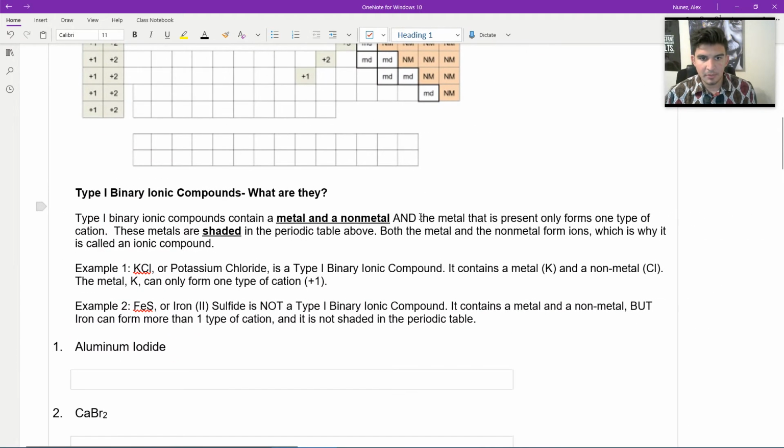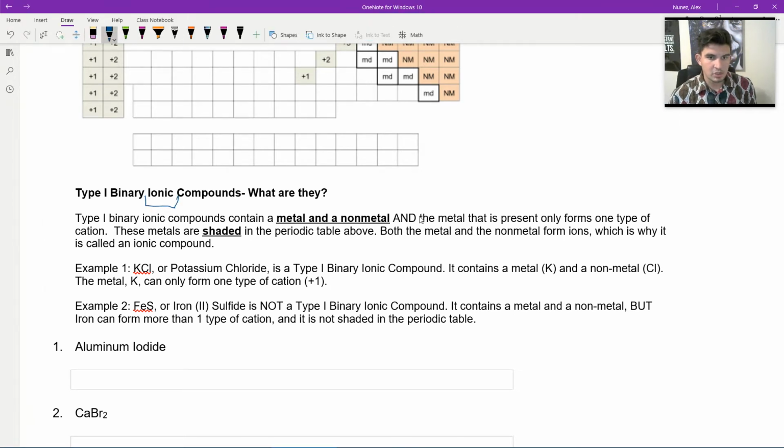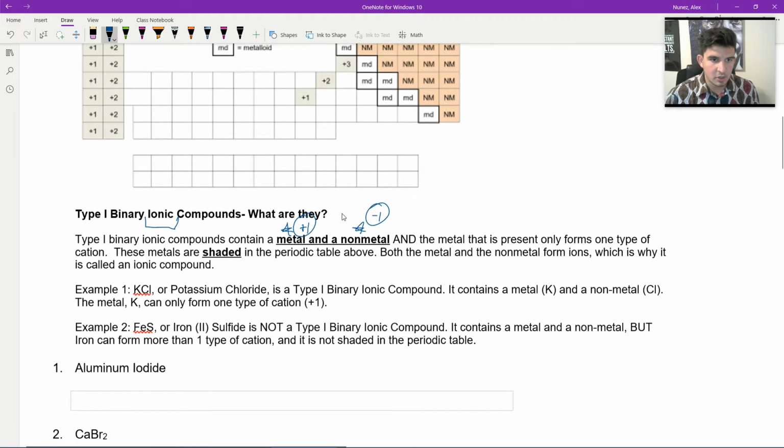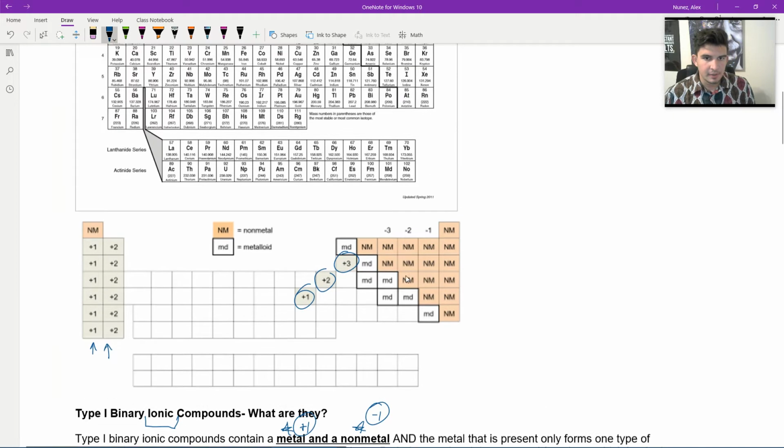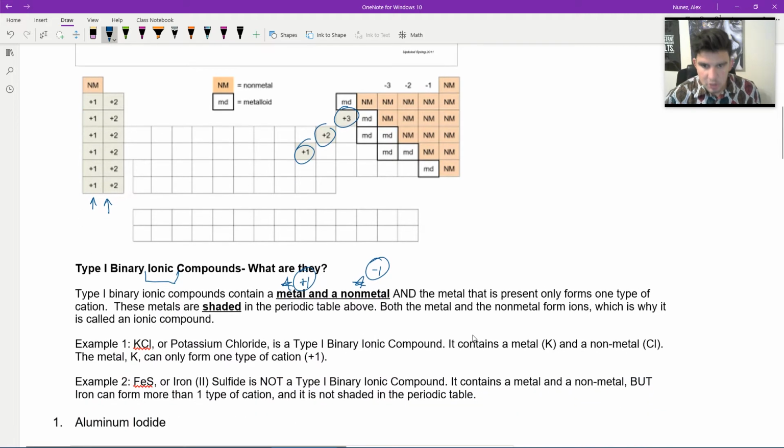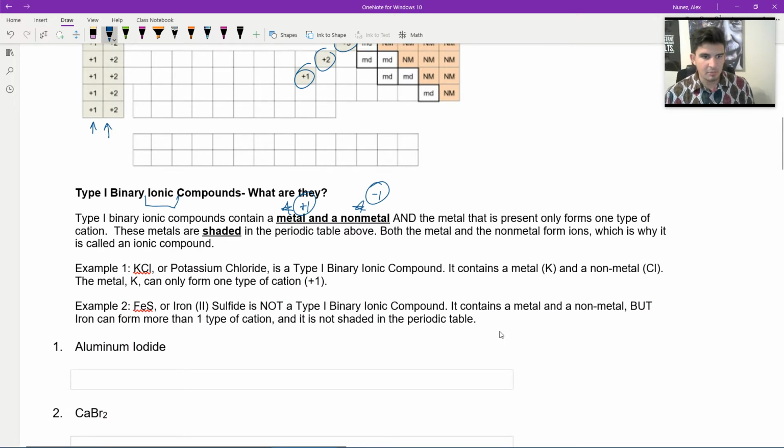So let's start with type 1 binary ionic compounds. Whenever we are talking about an ionic compound, we are generally talking about a metal and a nonmetal. Remember, metals always have positive charges and nonmetals have negative charges when we're talking about ionic compounds. We call them type 1 because they can only form one type of cation, which means the metal can only have one type of charge. So that would be all of the metals in group 1, all of the metals in group 2, aluminum, zinc, and silver. Everything else is considered a type 2 binary ionic compound, which we'll talk about momentarily.